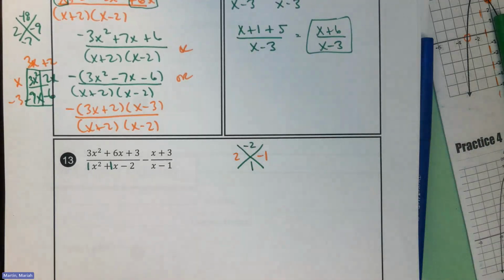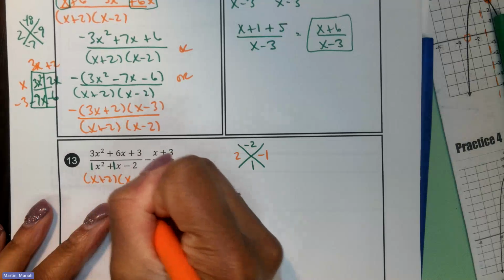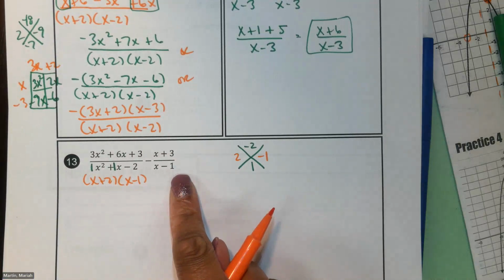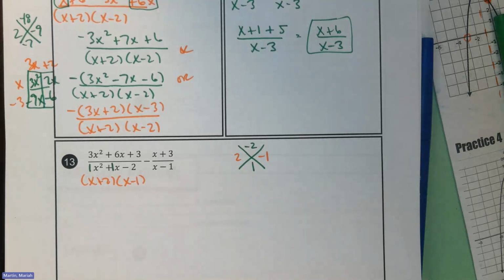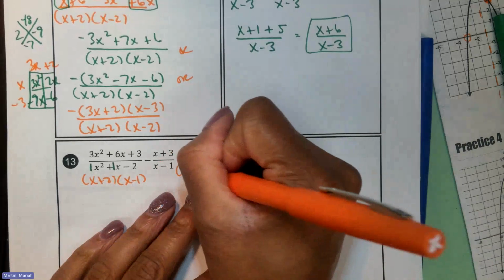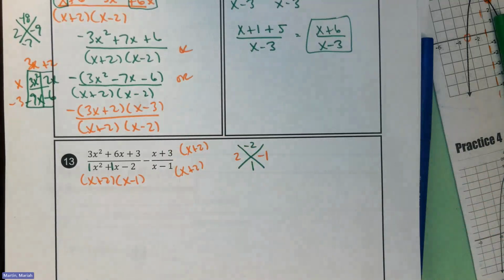Okay. So now this changes to x plus 2, x minus 1. And look, this one already has an x minus 1 with it. So the only thing it needs is x plus 2. So our least common denominator here will be x plus 2. And I have to do that to the top and the bottom.